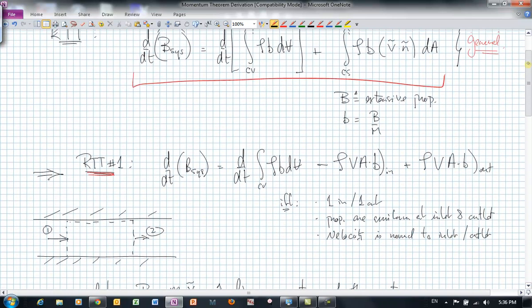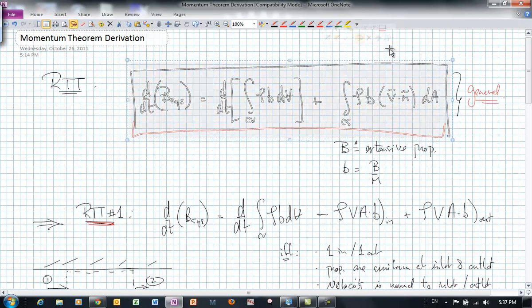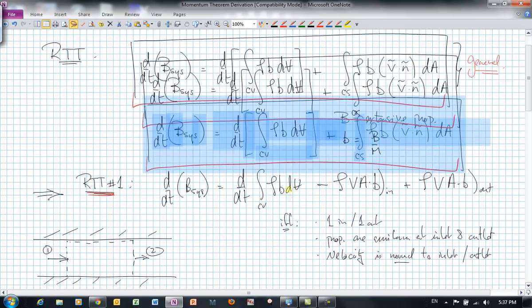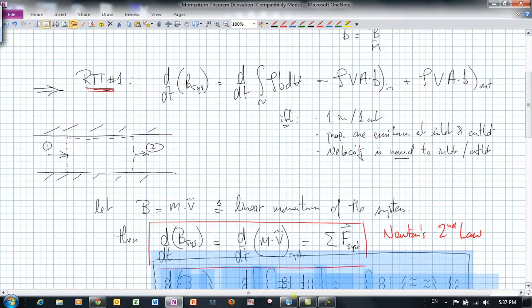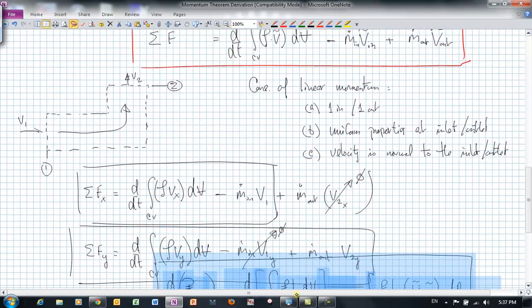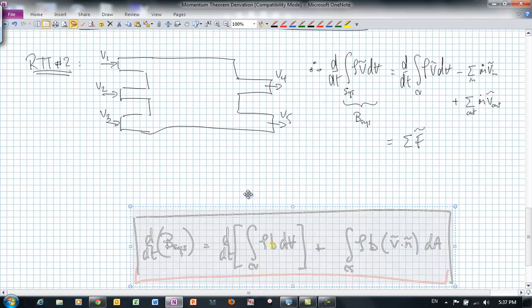Which we have, let's see, where is it? Right here. If I have a control volume of arbitrary shape, let me just bring that down so I don't rewrite it. Oops, that was not pretty, but we'll be all right. There we are. Okay, so the general form.